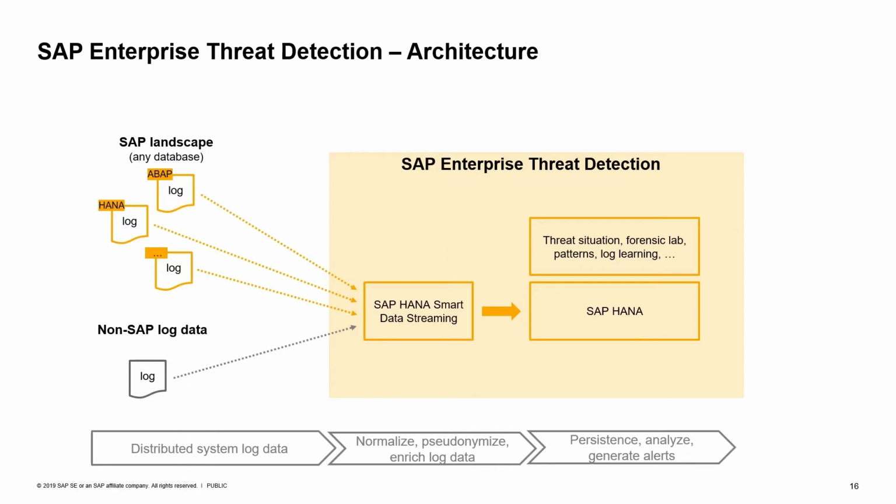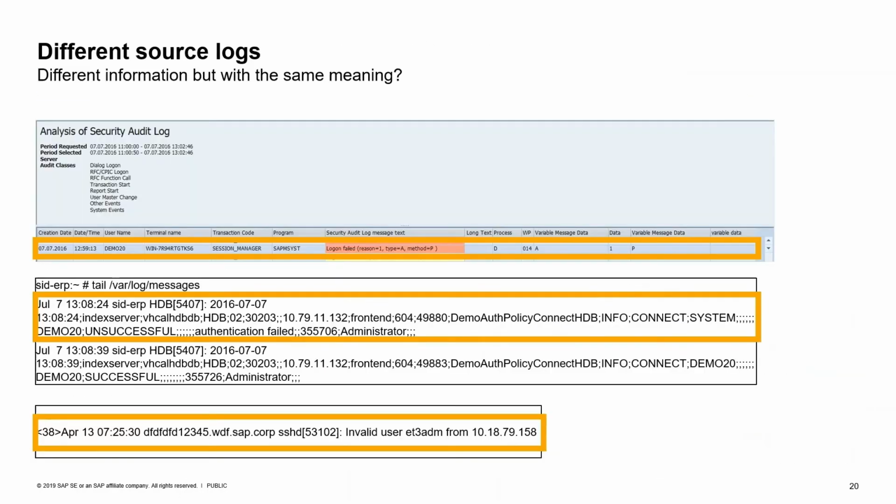So what does normalization of data actually mean? Well, it means that we take data from different sources, and once we have the data, we look at what is in the actual log.